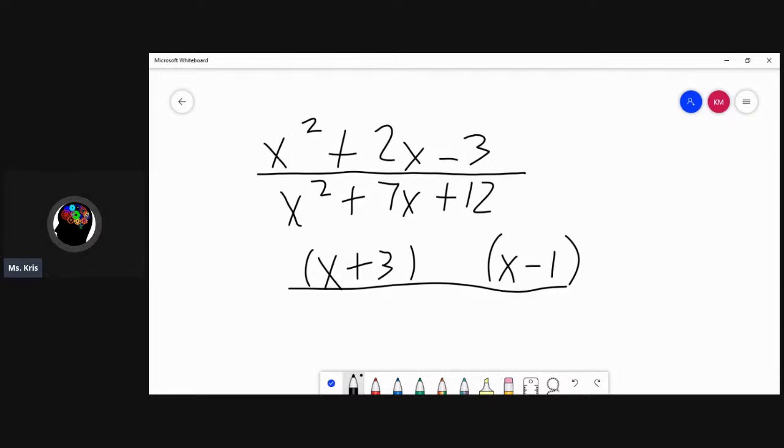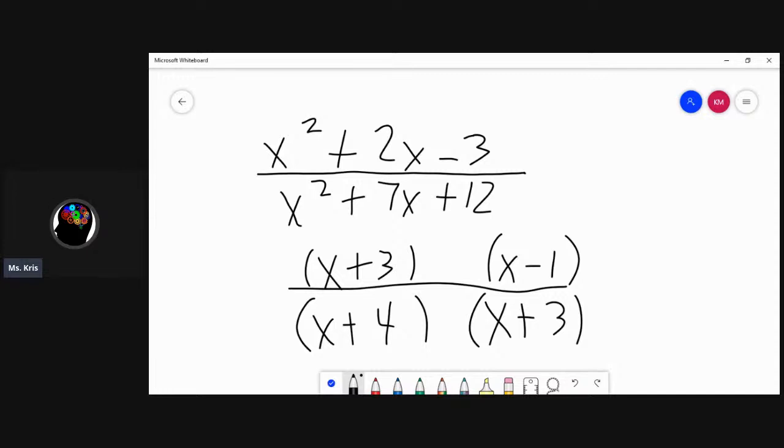All right, moving on to x squared plus 7x plus 12. If I have plus plus, that means I'm going to have two plus signs. I break down my x's as x and x because x times x is x squared. So what multiplied together gives me 12? What added together gives me 7? Well, the pair that multiplies together to give me 12 and added together gives me 7 is 4 and 3, because 4 times 3 is 12 and 4 plus 3 is 7.